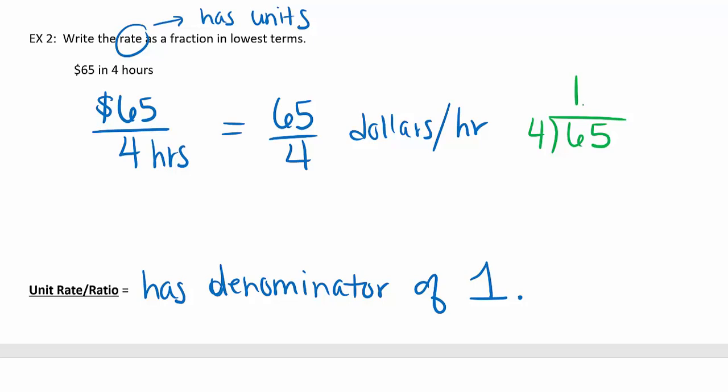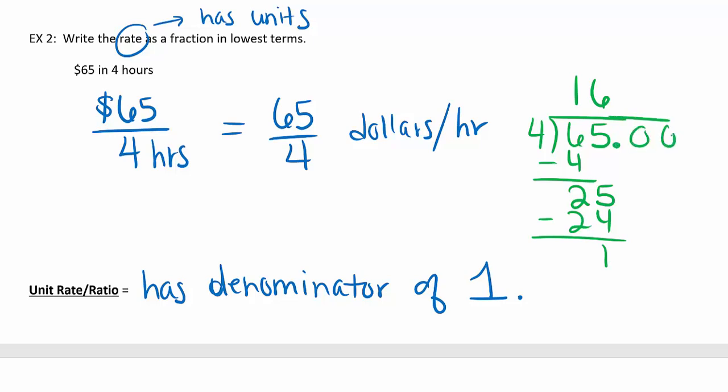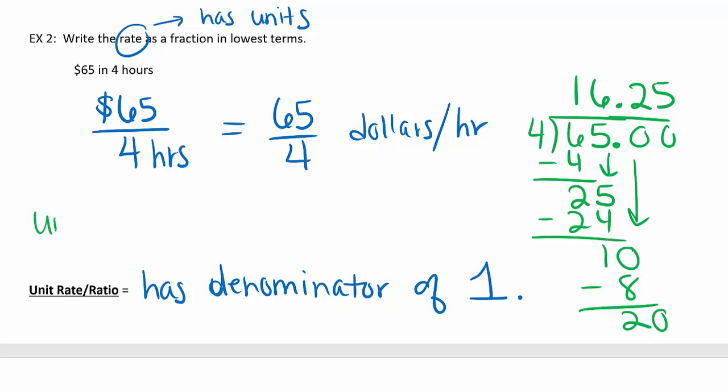4 goes into 6 once, with a remainder of 2. 4 goes into 25 6 times, with a remainder of 1. And then I could add a decimal and some zeros to keep going. 4 goes into 10 2 times. Notice the decimal doesn't move. Remainder of 2, bring down another 0, and 4 goes into 20 exactly 5 times. So as a unit rate, we could write this as $16.25 per hour.